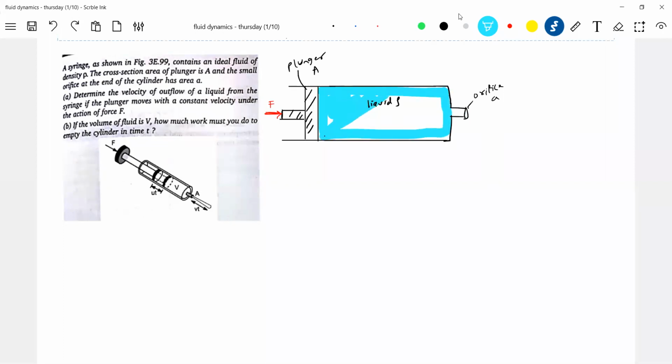Okay, the blue color is what? The liquid. So as you push it, what happens from the orifice? What do you mean by orifice? A small hole is called an orifice. It's a technical word. Do remember that. Now, there's basically our diagram. Let's display this.